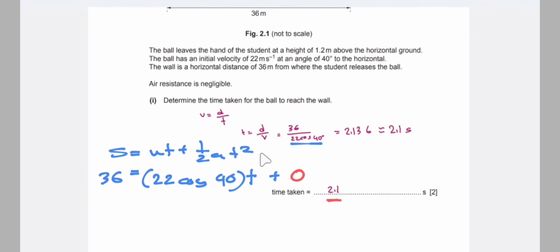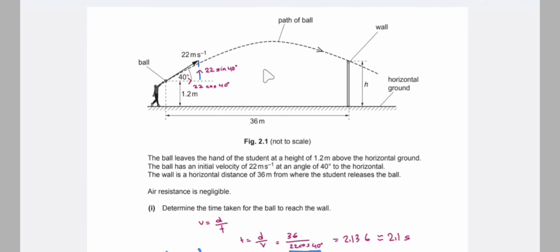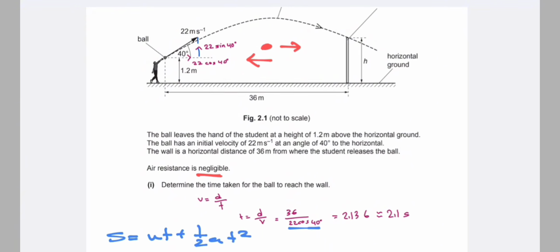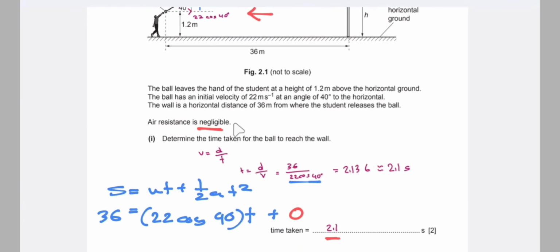Why is acceleration 0? Because the ball is moving in the horizontal direction and there is no force opposing the horizontal motion, because the air resistance is negligible. Since the air resistance is negligible, there is no opposing force in the horizontal direction. So since there is no opposing force, the horizontal velocity remains the same. Since the horizontal velocity remains the same, the acceleration is 0.